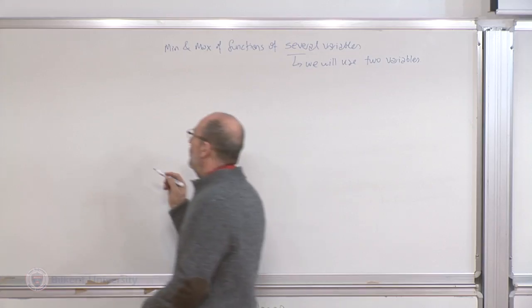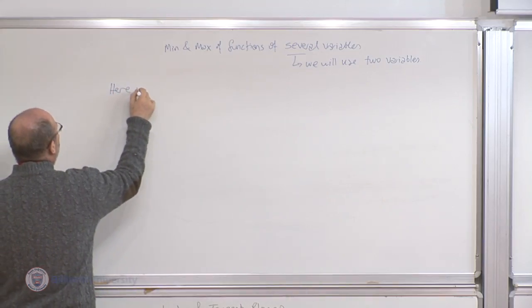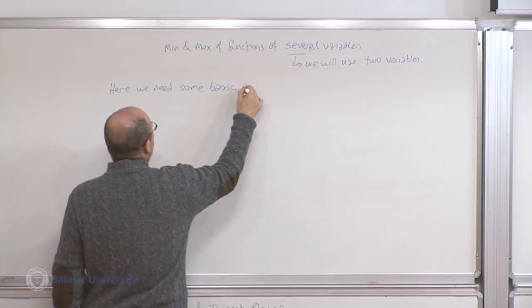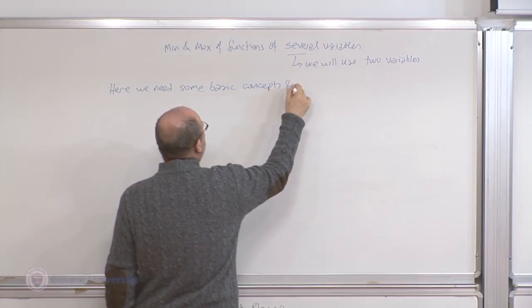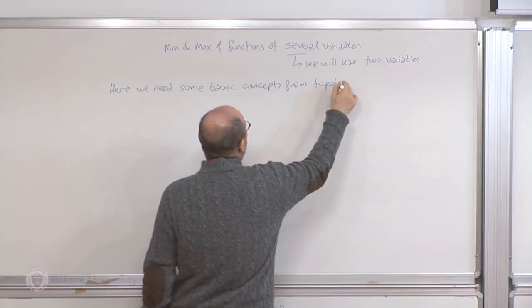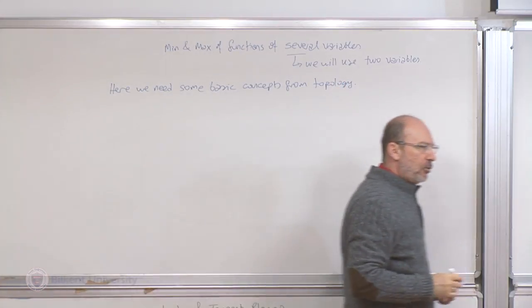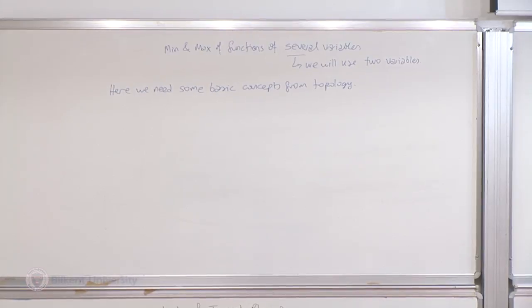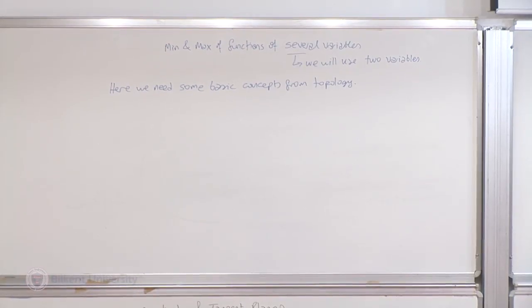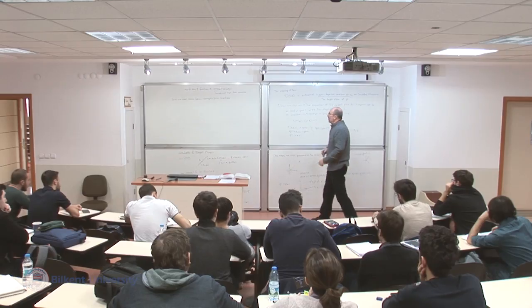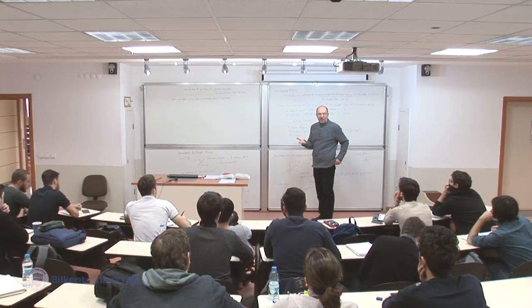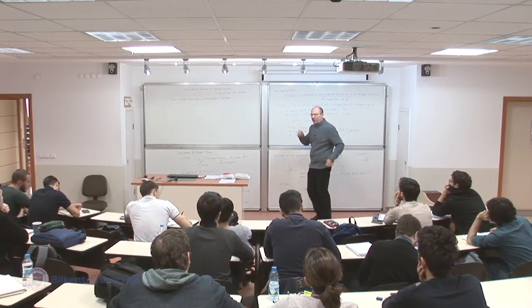Okay, so here we need some basic concepts from topology. So I'll mention these things. Topology is basically trying to understand which point is close to which point without actually measuring the distance. Okay? Distance is something else. So we are talking about neighborhoods, but we will do this topology in Rn, in particular in R2. There is a distance there. So we will use this distance to define these concepts.